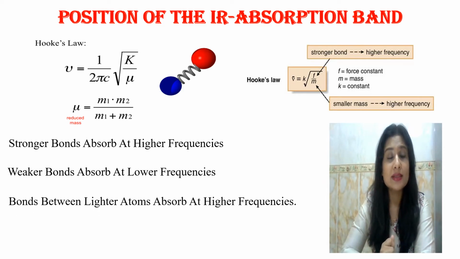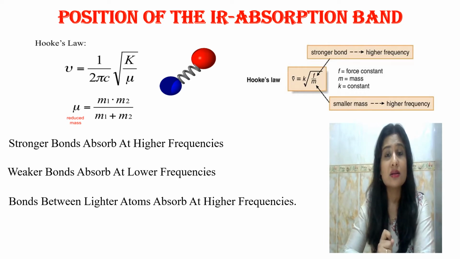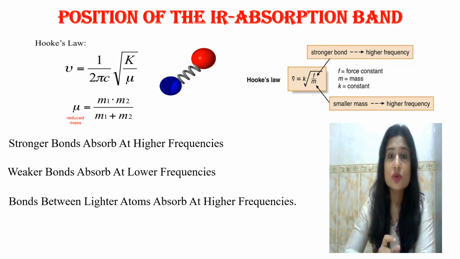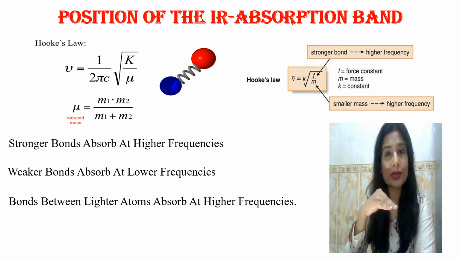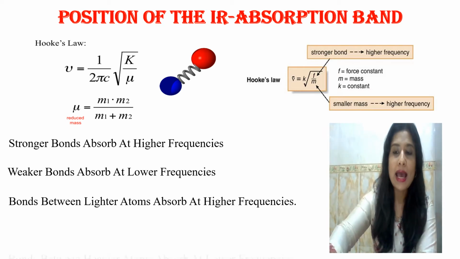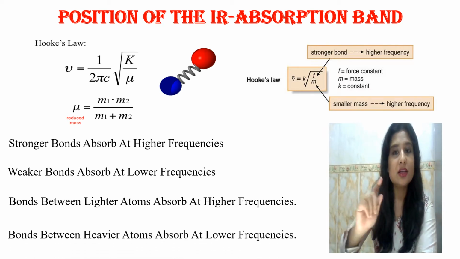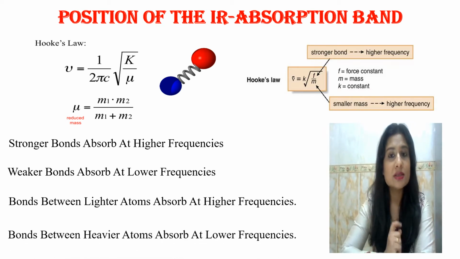Bonds between lighter atoms absorb at higher frequencies. That is, when the atoms involved are lighter or less in weight, then the absorption bands of those atoms appear at higher wave number. So lighter elements appear at higher wave number and heavier elements at lower wave number. So this is how the position of the absorption bands appears in the IR spectra.